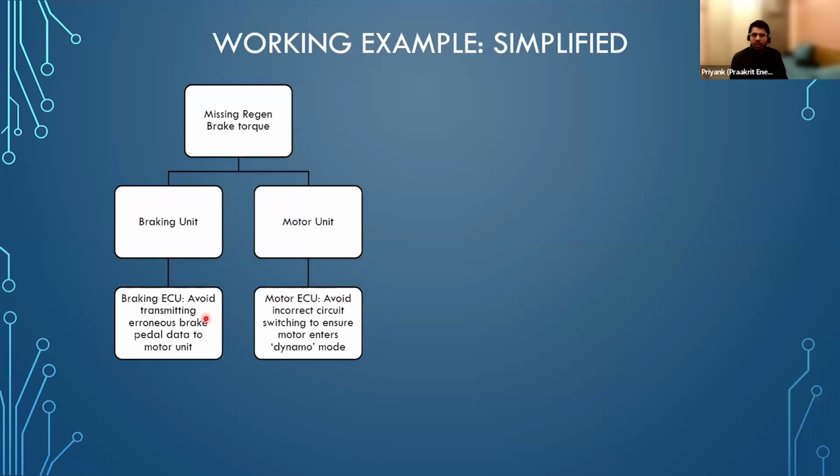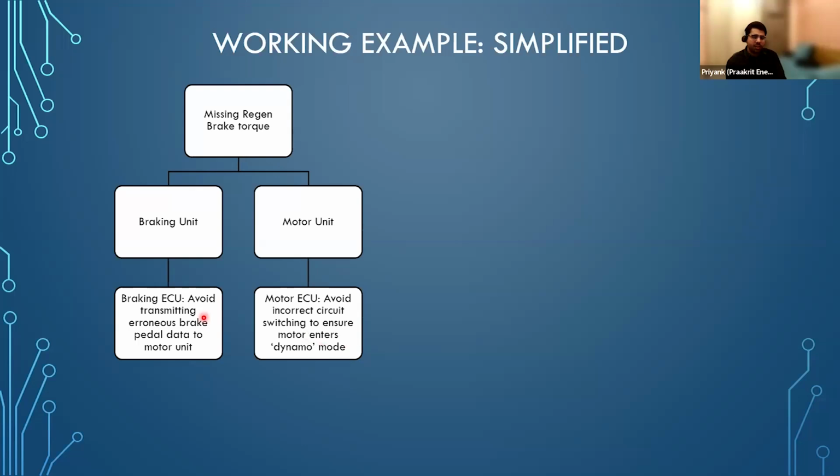Braking ECU. I repeat myself. The assumption was the accelerator pedal input goes to the braking ECU first. So the safety goal for the braking ECU will be to avoid transmitting erroneous accelerator pedal data to the motor unit. And the corresponding requirement for the motor ECU will be to avoid incorrect circuit switching, to ensure the motor enters dynamic mode.